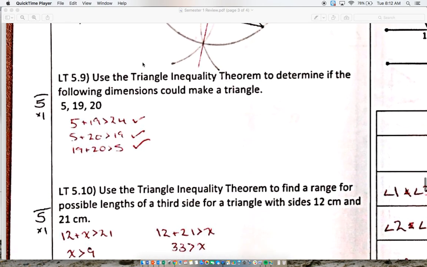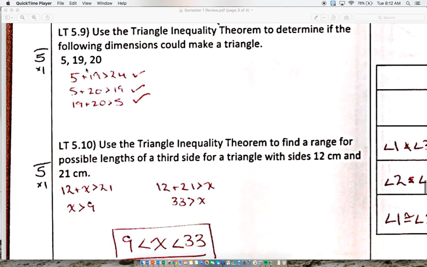Okay, triangle inequality theorem. You just add all two things together, make sure they're bigger than the other one, and that's the case for all of them, so yes.